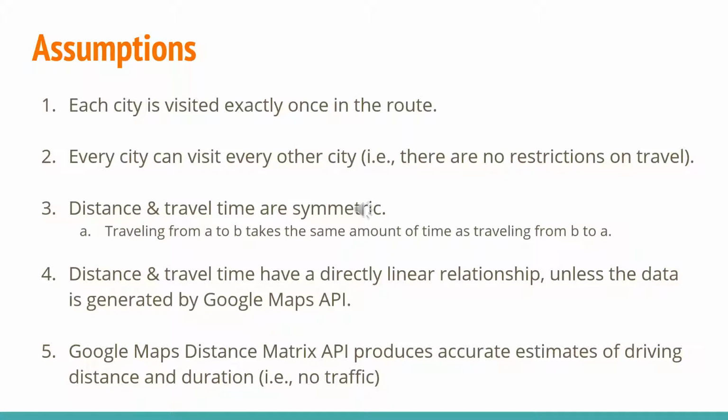Fourth, distance and travel time have a linear relationship. That is, there are no sections of traffic or speed limits that will affect travel time for a given section of the tour. The last one: the data obtained from the Google Maps Distance Matrix API are accurate estimates of driving distance and time. It should be noted that Google Maps incorporates some degree of average travel speed in certain stretches of road. This may serve to improve the accuracy of our results from analysis.